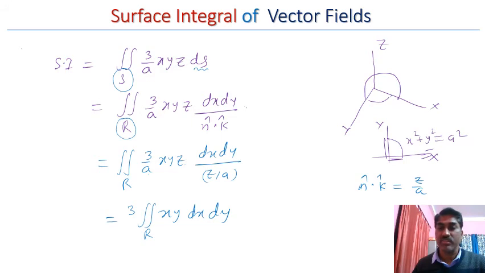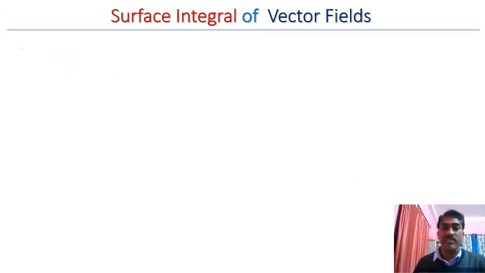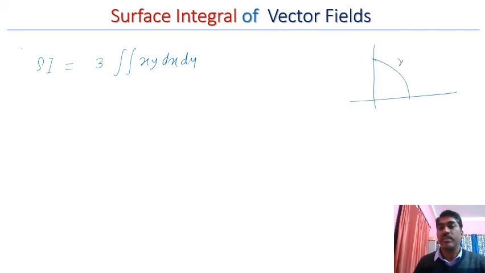And what is the projection surface? This is the circle I have already drawn. So the limits that we will use will come from this circle, meaning x square plus y square is equal to a square. This circle will give the limits. You already know how to integrate this. Let us integrate finally. So this surface integral I is 3 times the double integral of xy dx dy, and we put in the limits, with x square plus y square equal to a square.